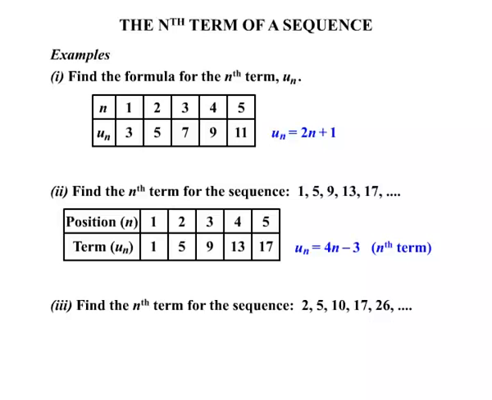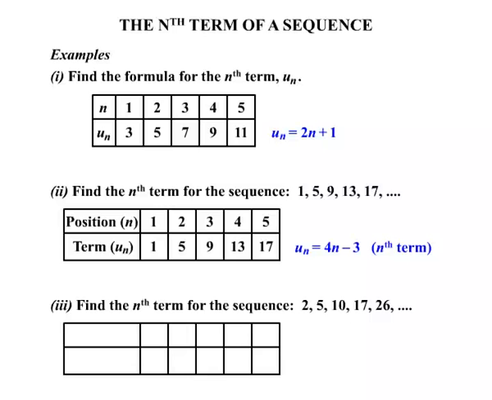Our third example, we need to find the nth term for this sequence, 2, 5, 10, 17 and 26. So very similar to the one above it, where we draw the table. We're talking about the position n and the actual term un. Now again, there are 5 numbers there, so they're holding the first 5 positions, 1, 2, 3, 4 and 5. And the actual terms are the ones that are highlighted. So the terms are 2, 5, 10, 17 and 26.